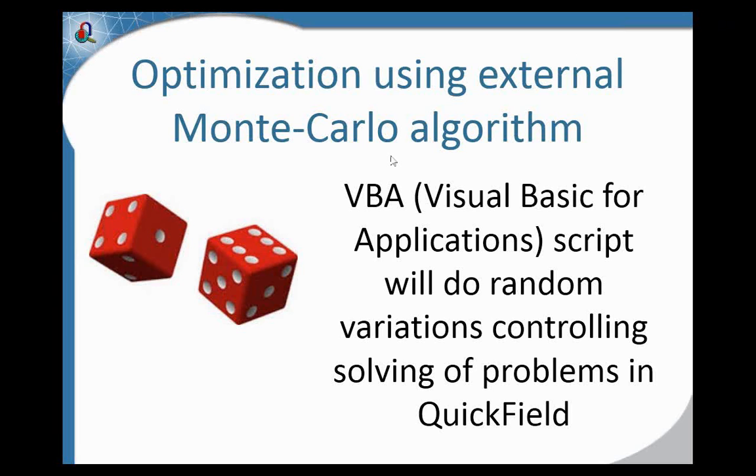And today I'd like to show you how to integrate QuickField, LabelMover, and Visual Basic for Applications scripts. And we chose a Monte-Carlo algorithm for this. Using LabelMover, we will assign the set of parameters to vary, and then the base script will invoke the set of variations, which LabelMover then performs using a low-level interface to the QuickField core.